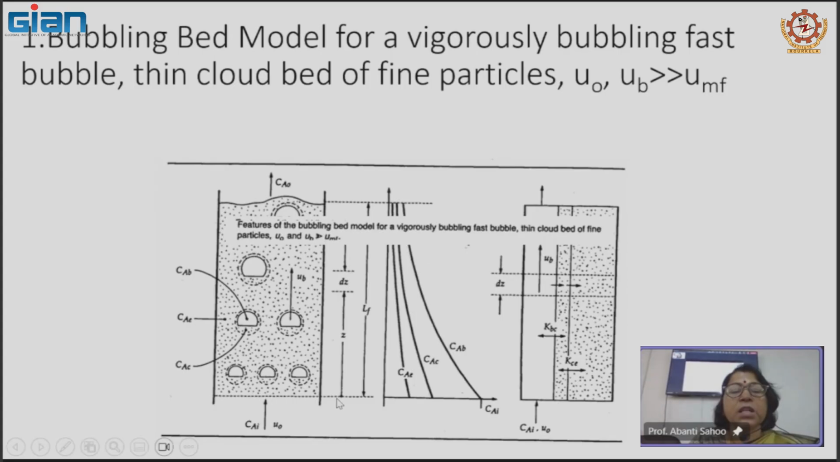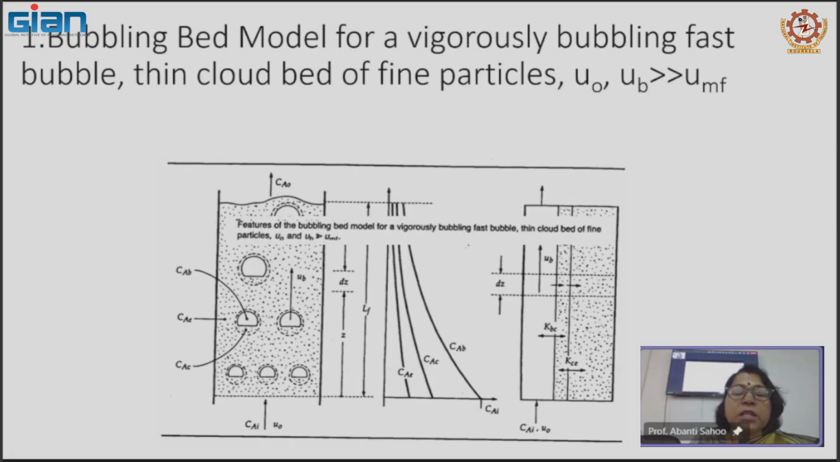Then when the bubble moves, that cloud also slowly moves, and below this bubble will be the wake region. That is what sir was saying this morning, whether it is the liquid 3 phase or the 2 phase.